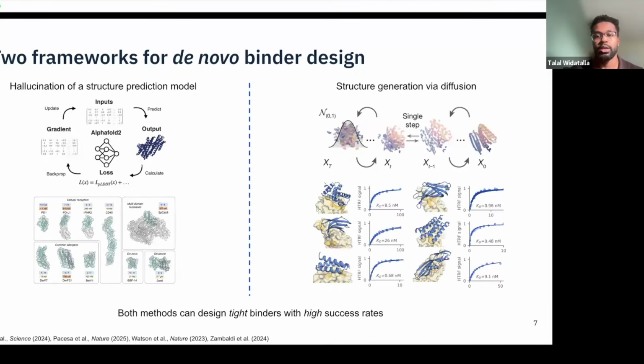And that generalizes also to binders in terms of binding their target. And then on the other side, we have structure generation via diffusion. Briefly, this works as iterative denoising in the case of diffusion models, from isotropic Gaussian distribution to clean data. A good example of hallucination in terms of binder design would be Minecraft, and for diffusion would be AlphaProteo, which we suspect to be diffusion, but I guess the model still hasn't been released yet.